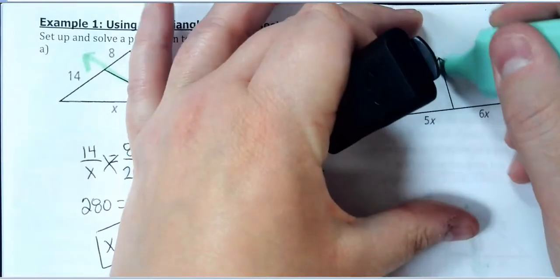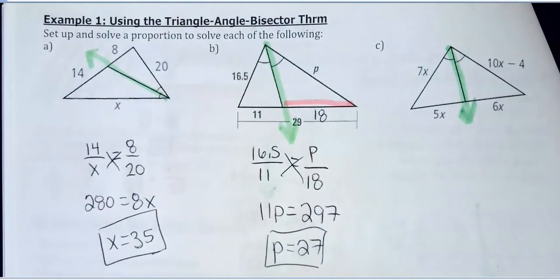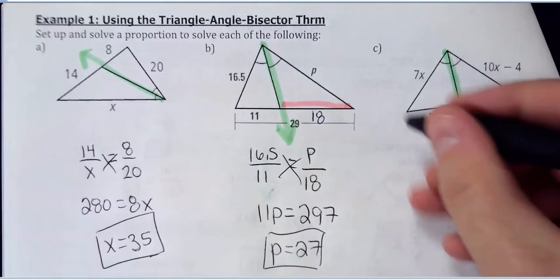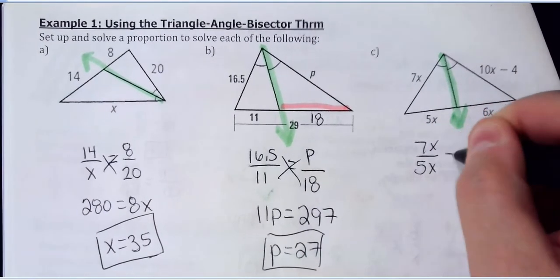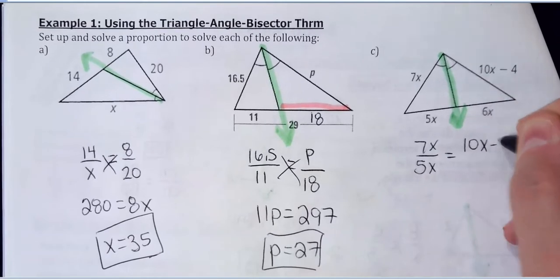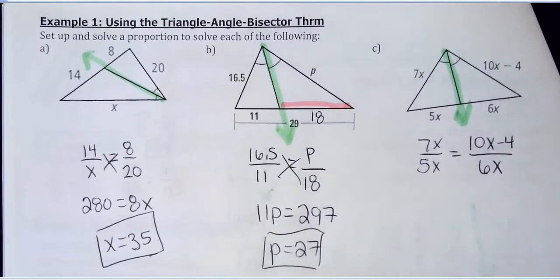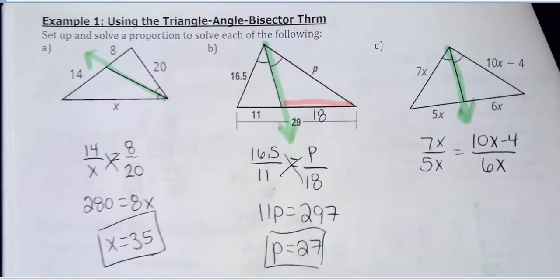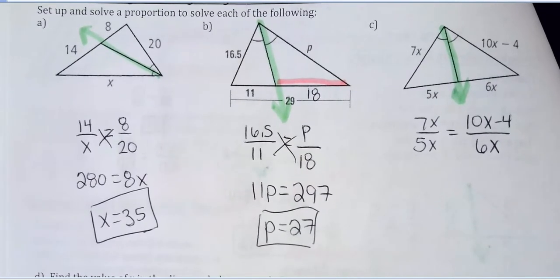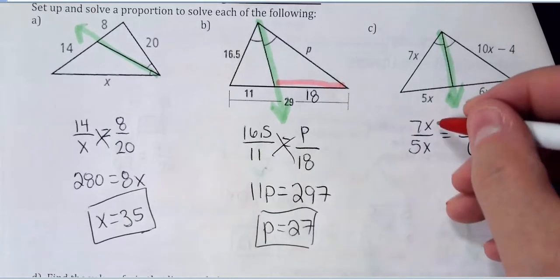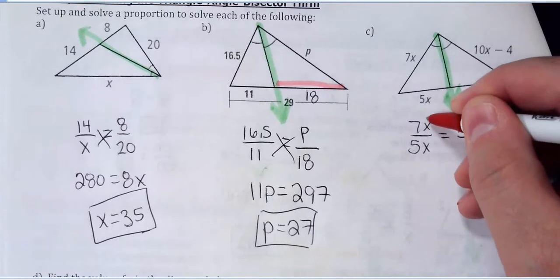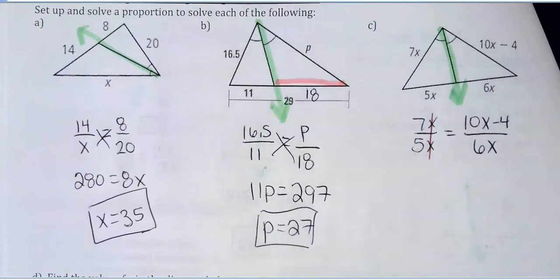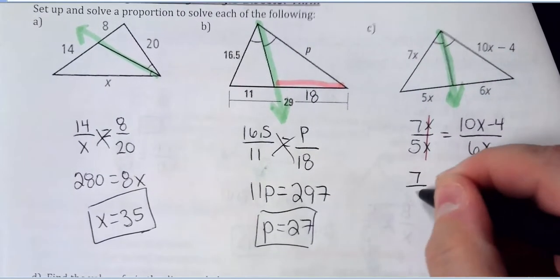All right, and we've got one more here. I just want to show you a little trick to make this one a little bit easier. So I'm going to go right down that bisector. So 7x over 5x is going to be in proportion to 10x minus 4 over 6x. Now, you can solve this proportion right as I have laid it out, but I would recommend simplifying this a little bit first. And I can only do this because I have a product on the top, product on the bottom, x here, those cancel each other out. So this would simplify to just be 7/5.